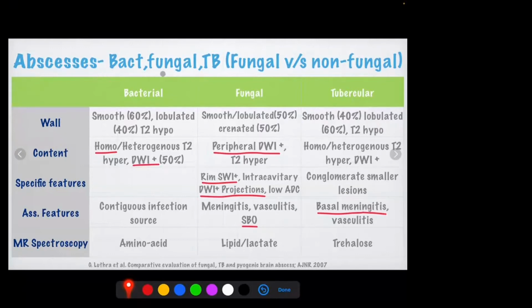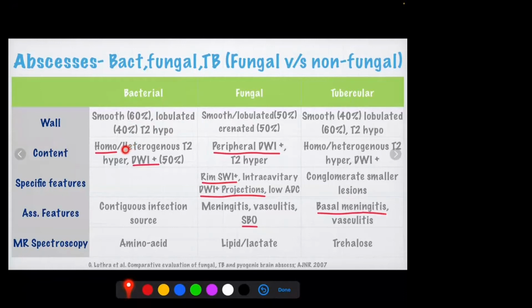You can say it's a brain abscess. You can say it is either a fungal abscess or a non-fungal abscess. It's difficult to say if it's a bacterial abscess or a tubercular abscess. So this is the limitation and the benefit of MRI, which we should keep in mind. The wall has nothing much to differentiate, because sometimes it can be smooth, sometimes lobulated but smooth, sometimes crenated. So not much to offer in the wall.